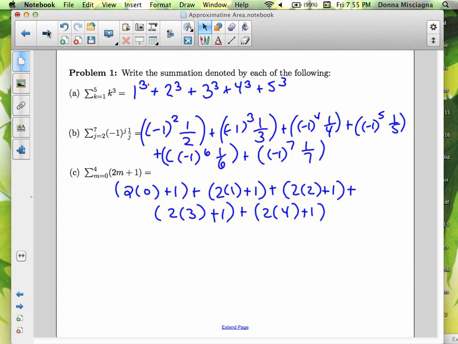So I hope that was clear for you. What summation notation means is that you just plug the values into the rule and write those down.